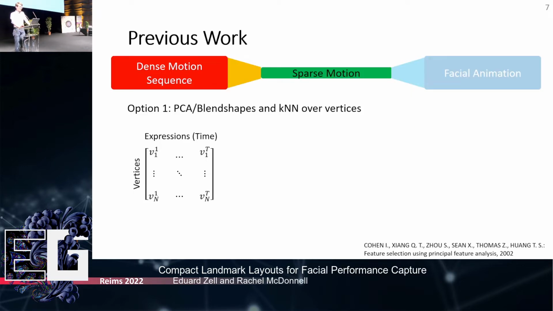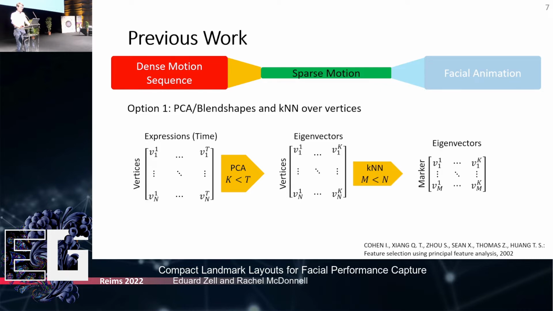Previous work varied not only by the suggested methods, but also with regard to the assumptions they made about the input. Cohen et al. assumed that dense motion is given, and the model for facial animation is not known. In the first step, they reduced a dense sequence using PCA, and then clustered it using k-nearest neighbors. The drawback is that a large sequence of dense animation is required.